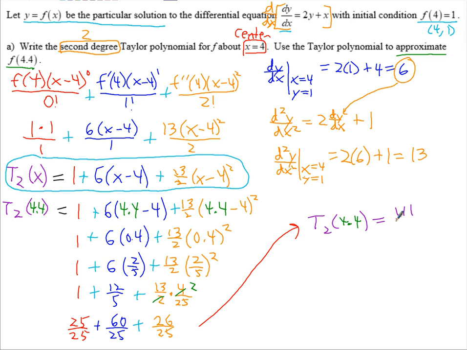So that's what the Taylor polynomial gives you, so that's our approximation for f of 4.4. F of 4.4 is approximately equal to 111 over 25.